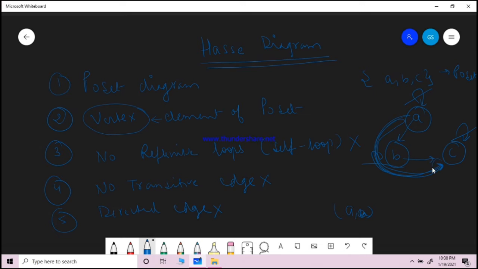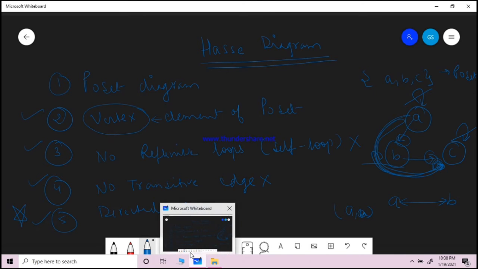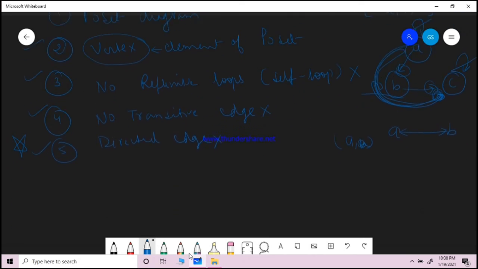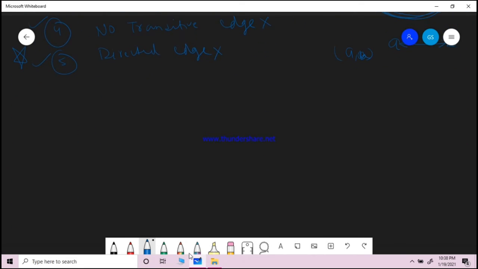And you don't have to mention the direction. If I'm drawing like this, it means A is connected to B. You don't have to put the direction sign. This is how we simplify the Hasse diagram. These steps are important, so note them down. Now we'll be drawing some posets, some Hasse diagrams.